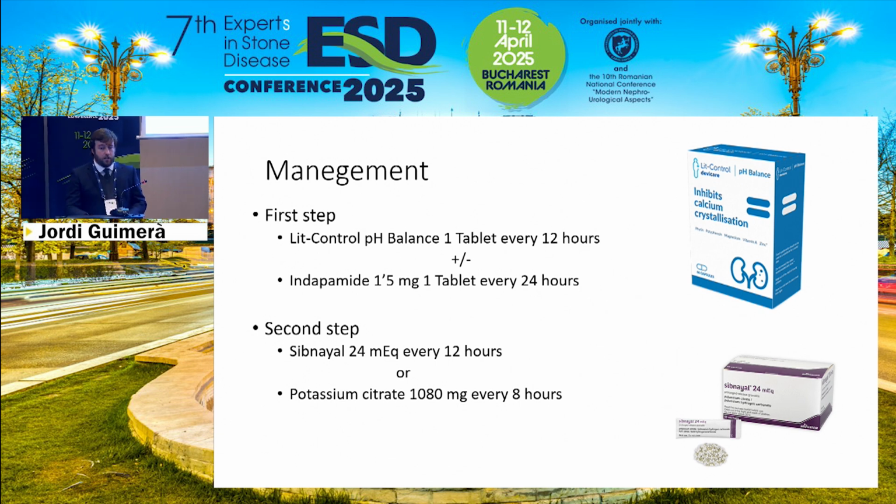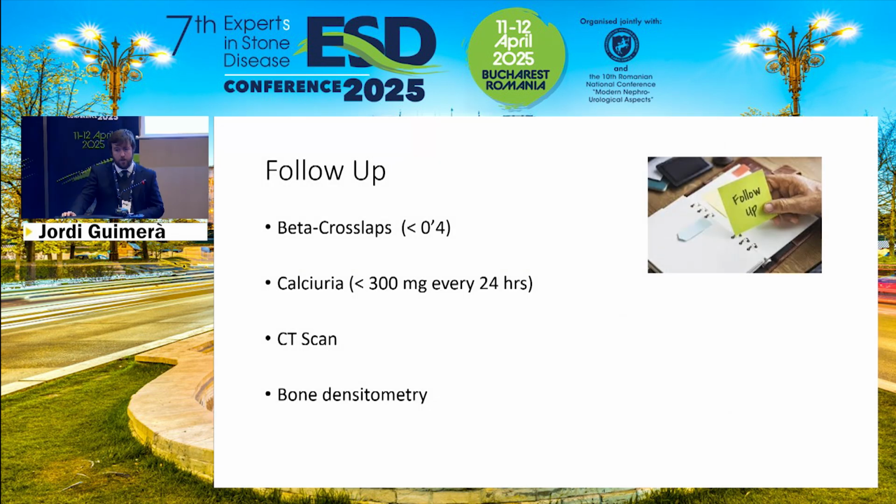In my opinion, it is better than potassium citrate alone. But it's an expensive treatment and, well, in Spain it's not covered by the public health system. So the follow-up. I do the follow-up with beta-cross labs. I use beta-cross labs as a bone resorption marker. I use the cut point of 0.4, and if the patient in the follow-up, 3 months after we initiate the treatment, has beta-cross labs under 0.4, for me it is well controlled.